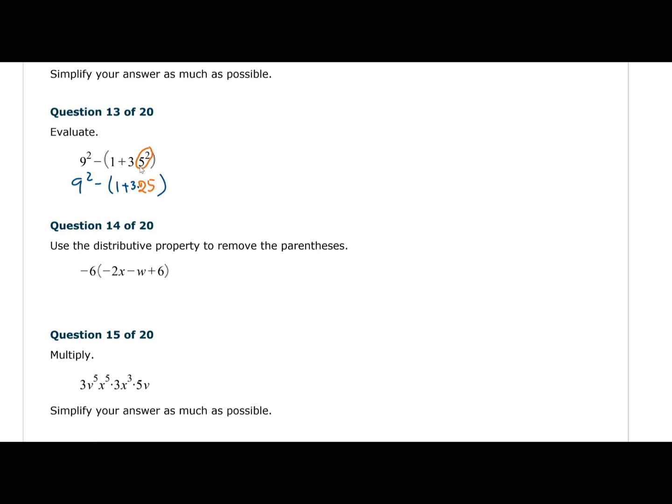Okay, it's side by side, meaning that they multiply. So 3 times 25 will give you 75. Right, and then bring down the rest: 1 plus 75 and 9 squared minus 1. 1 plus 75 will give you 76. So 9 squared minus 76.